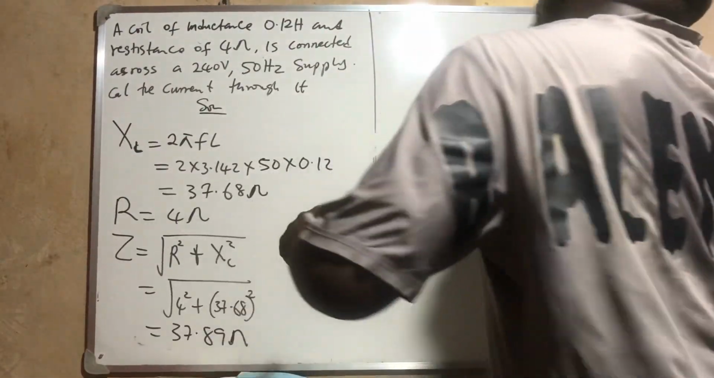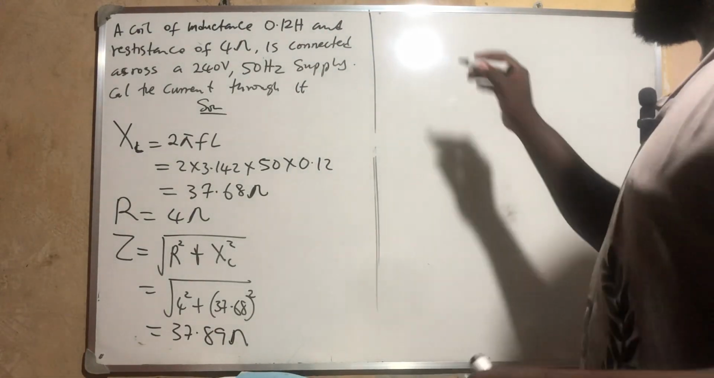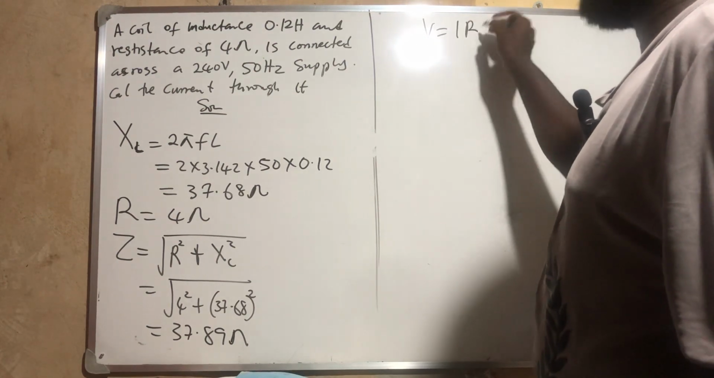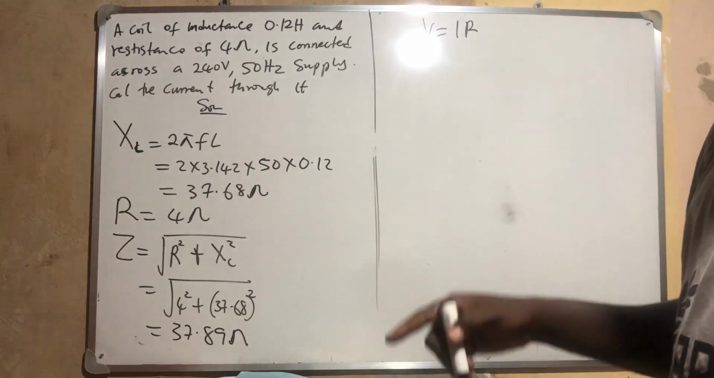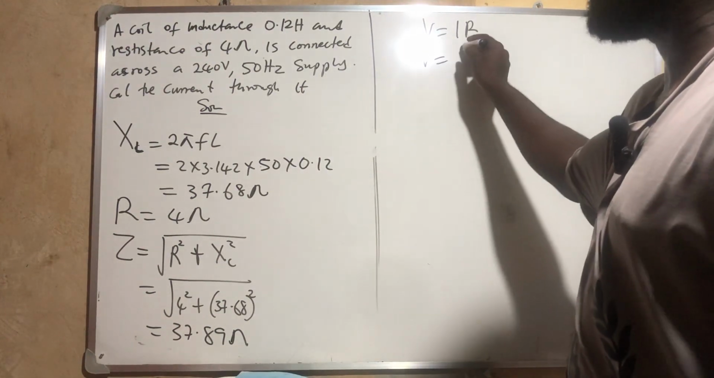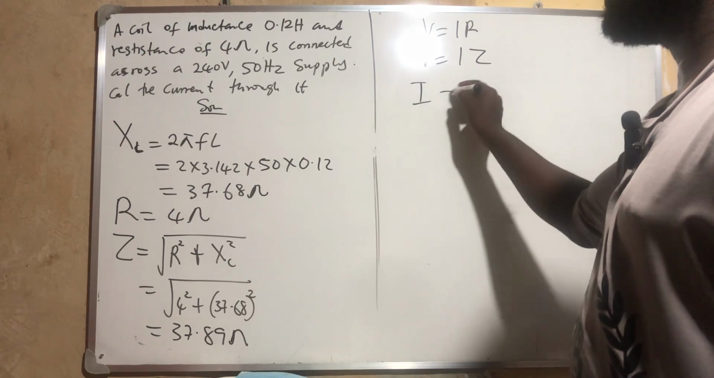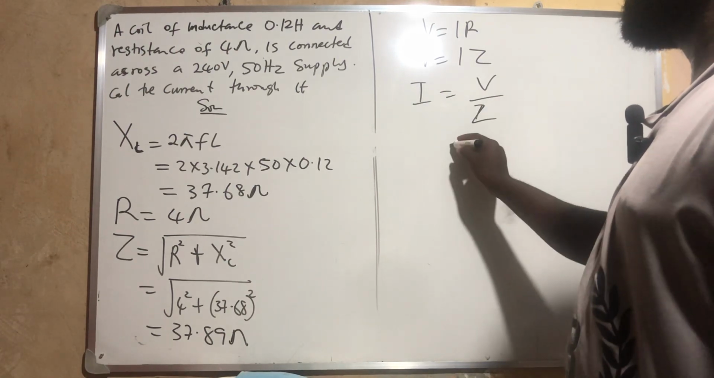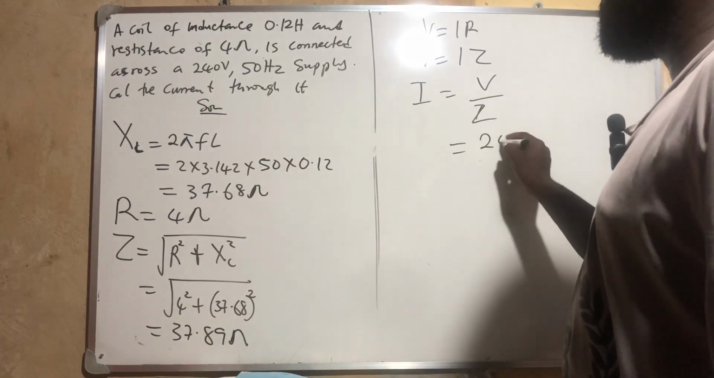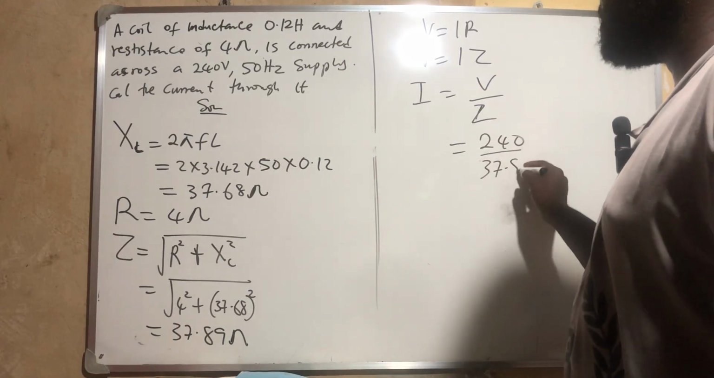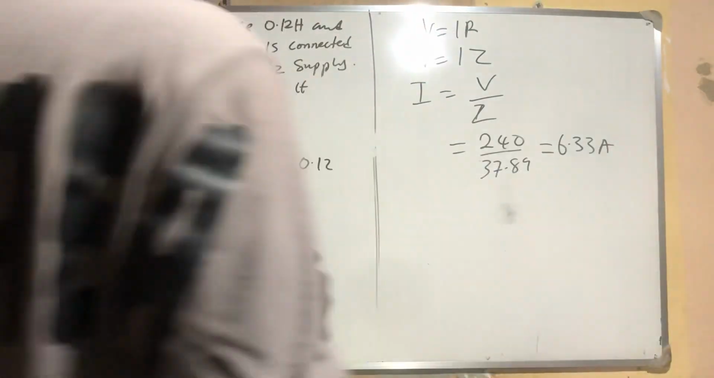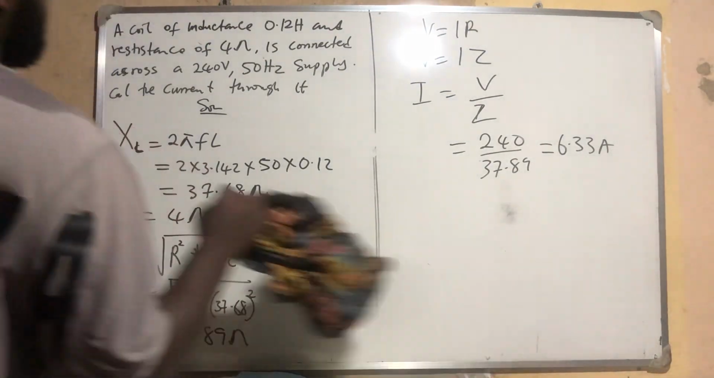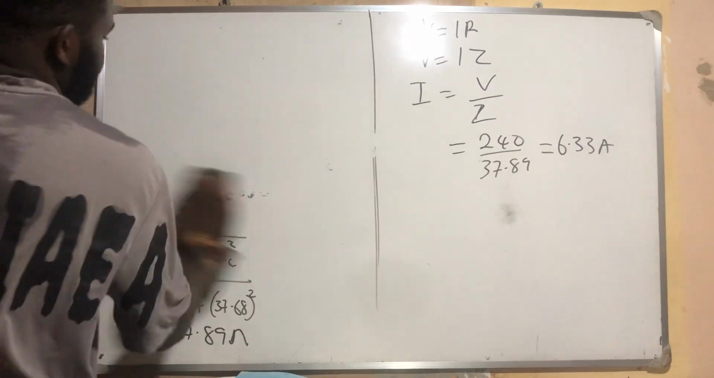So we'll now remind them that V is equal to IR. Very important formula. But we are not using R here. We're going to use the resultant of the resistors, which is the impedance. So V is equal to IZ. I'm looking for my I, which is V over Z. What is my V? 240 volts. So 240 divided by 37.89 will give you 6.33 ampere. Okay? So that is that. Very, very simple to calculate.